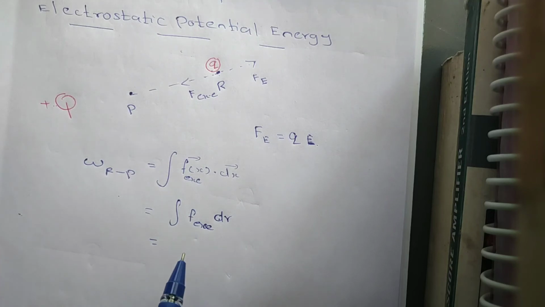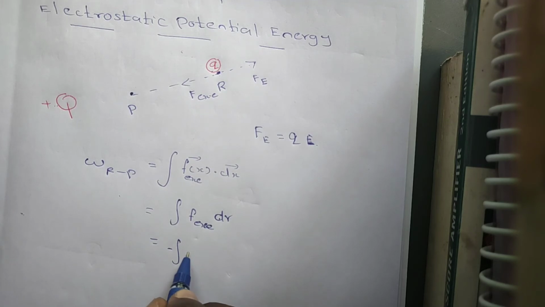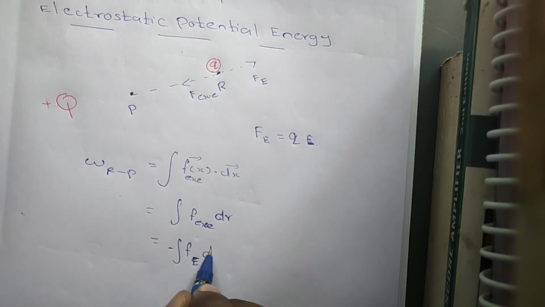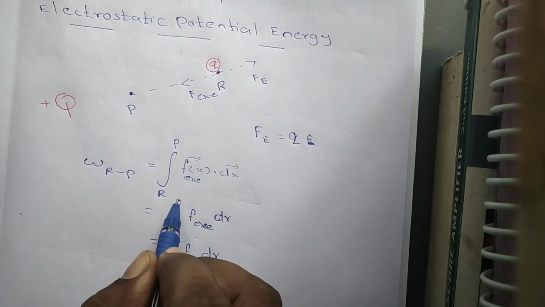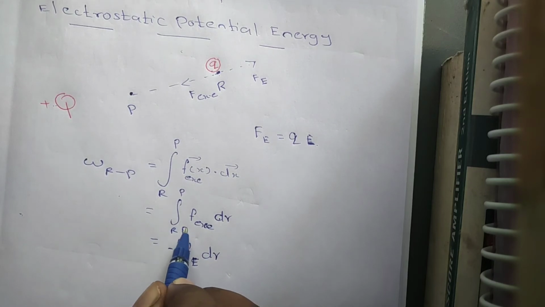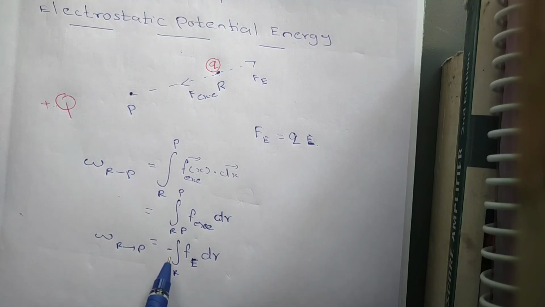What is this external force in terms of the electric field? The electrostatic force is in the opposite direction of the external force, so I will put a negative sign here. Then what we will get? Minus F E into dr, integration. From where to where are we shifting? R to P. So the work done to move a charge from R to P is equal to the integration from R to P of minus Fe dr. Okay, this is the work done.